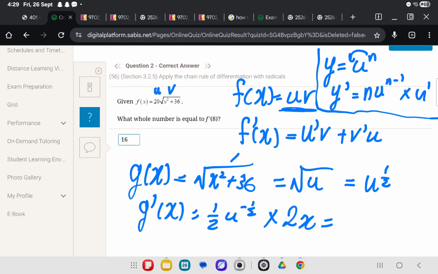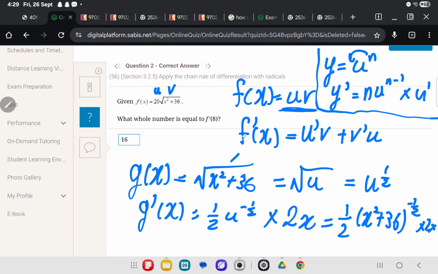Now, that's essentially what I did here. I'm going to rewrite u in terms of my original function. So what did I say u was? u was x squared plus 36. So it's going to be half of x squared plus 36 to the power of negative 1 over 2 times 2x.